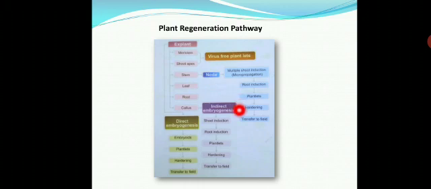After the plantlets, they are kept under some conditions. That process is called hardening. That simply we say transfer to the field condition. Then next one is callus. The callus can form an indirect embryogenesis.